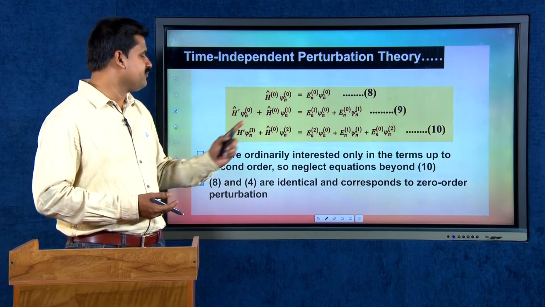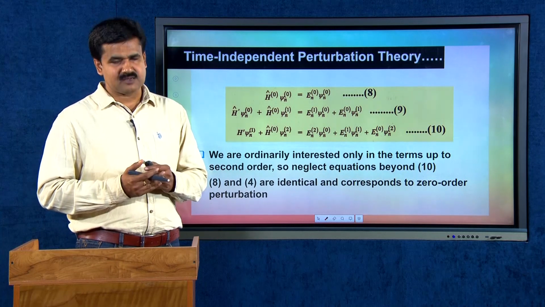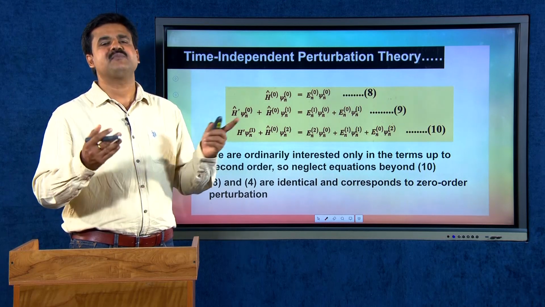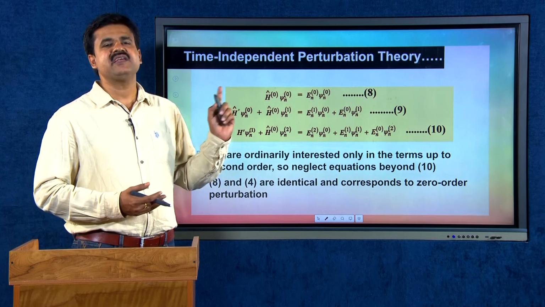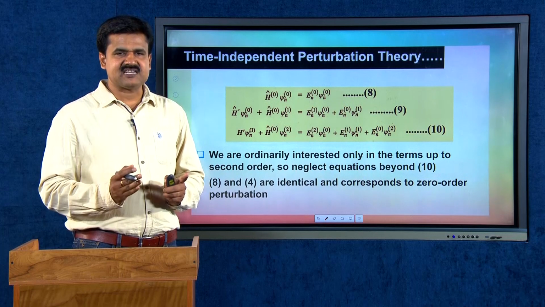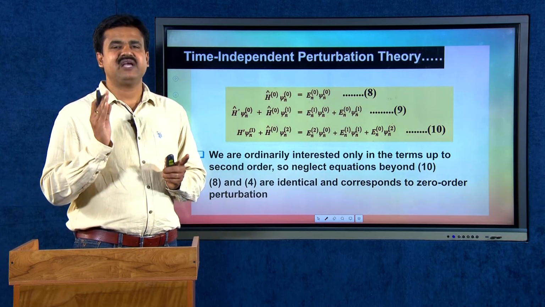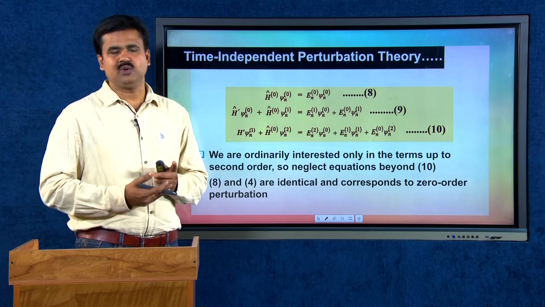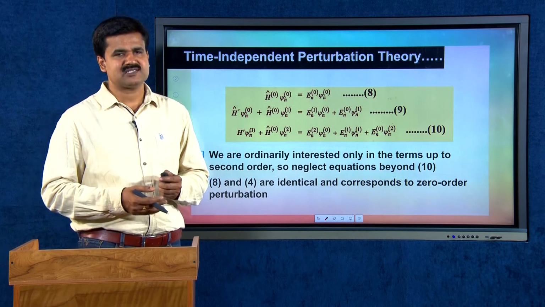Equation 8 and 4 are identical and correspond to zero order perturbation. Zero order perturbation means no perturbation we are providing. That means we are having the original ground state Schrodinger equation with us. That is why 8 and 4 are similar. And we have to look at the first order correction and the second order correction. We are now discussing the first order correction to energy as well as first order correction to wave function. Later on we will move on to the second order correction to energy as well as wave function in coming modules.